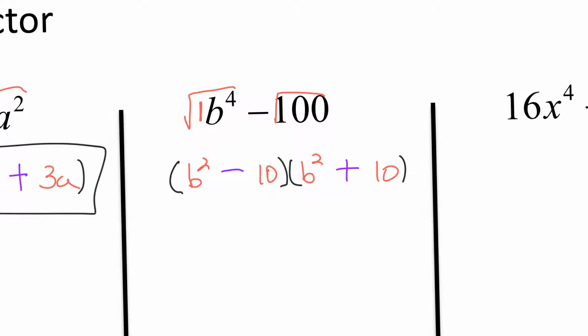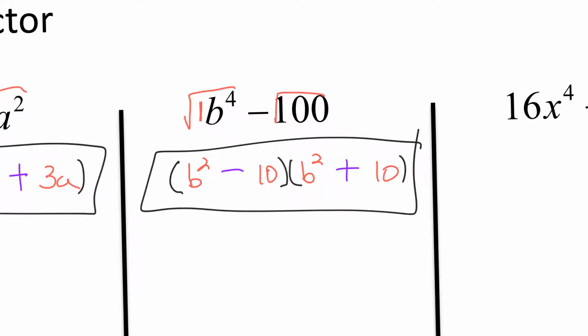And it's always a good idea to check. Now this one over here, b squared plus 10, we have a plus in the middle. So right away, we know that you cannot factor that binomial. So that's my answer here. But I want you guys to always check if you can factor even more when you have a difference of squares.